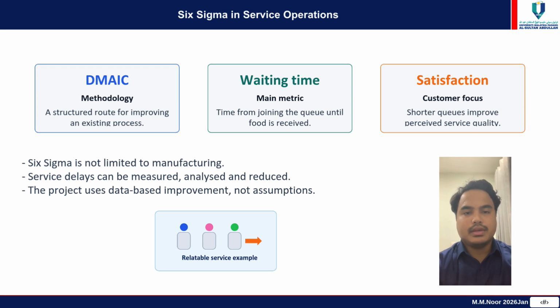Six Sigma in service operations. Although Six Sigma is commonly used in manufacturing, it can also be applied in service operations. In this project, the service issue is waiting time at the cafeteria. Waiting time is important because when customers wait too long, it affects their satisfaction and their overall experience, even if the food is of good quality.